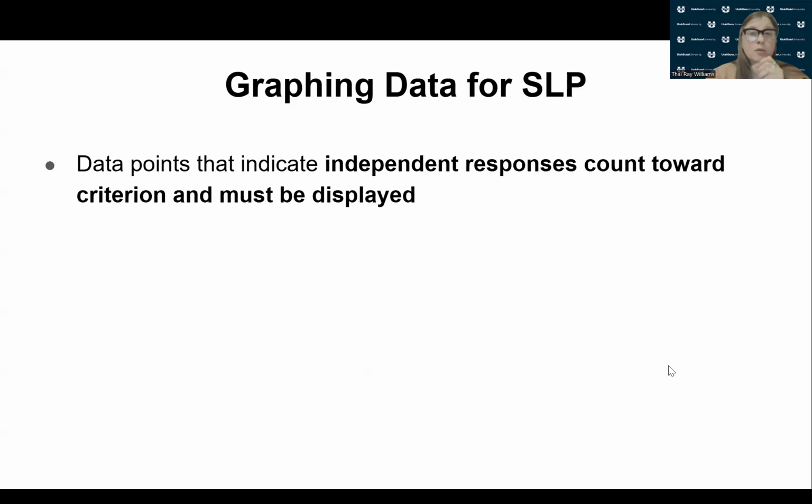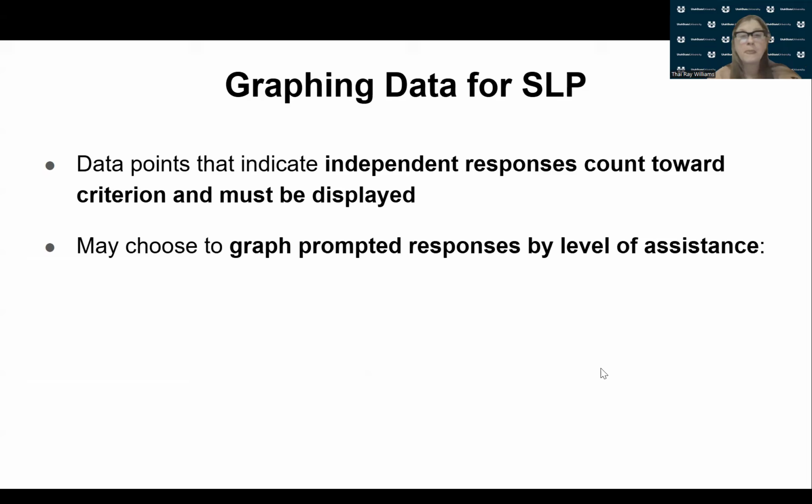Okay? So when we're thinking about graphing data for the system of least prompts, it's important that we indicate independent responses. Those count towards criterion if that is what your IEP goal says. So if it says that a student will identify the numbers 1 through 10 with 80% accuracy across 3 consecutive data sessions, we're really looking at independent responses. So you want to make sure that you indicate when students are responding independently.